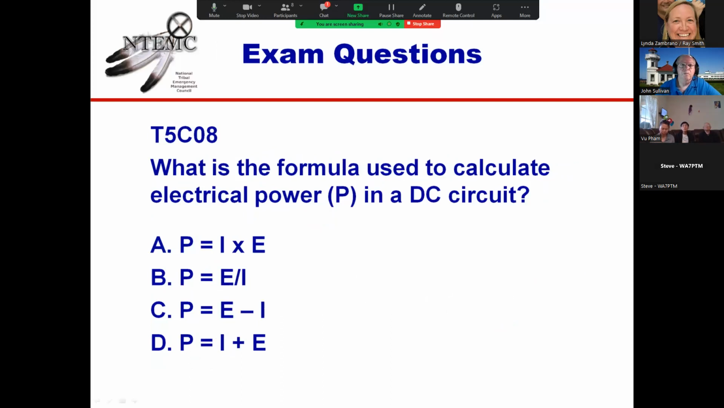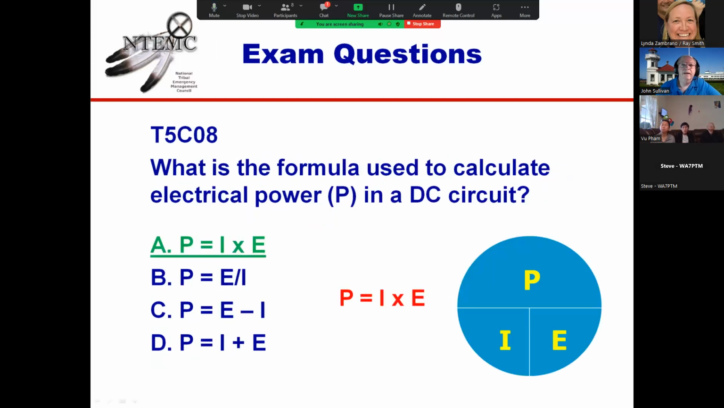Okay, so applying that pie chart, if you will, the pie circle, what is the formula used to calculate electrical power in a DC circuit? Okay, again, PIE, but it is P equals I times E.